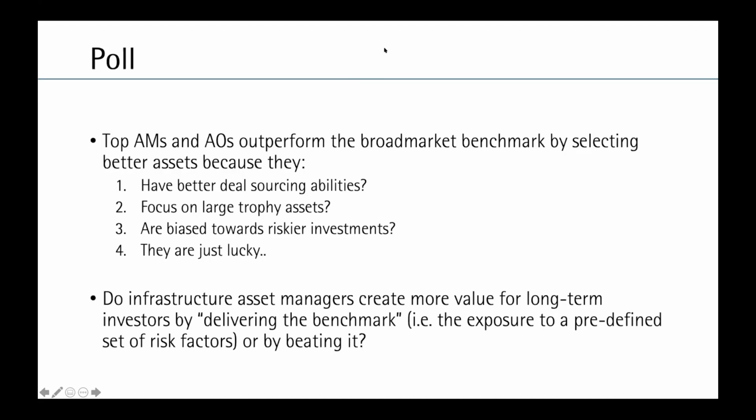Okay, I'm starting to see some answers coming in. And then we have a second question, which is what is more important in infrastructure? So kind of what I was just raising as a potential interpretation of these results. Is it to deliver the benchmark or beating it?